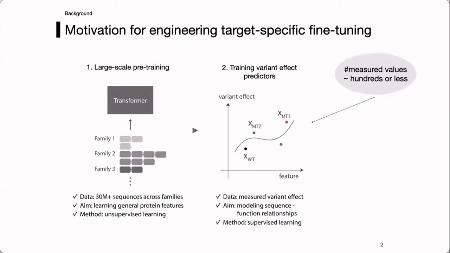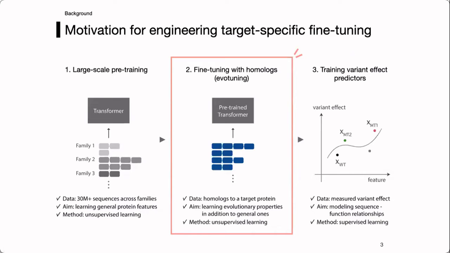This slide shows a typical variant effect prediction pipeline in supervised setting. Thanks to the recent advances in protein language modeling, such as TAPE, ESM, or ProtTrans, we can easily obtain general-use representations. In protein engineering, we are often interested in a specific target protein. Since experiments such as directed evolution are costly, we are usually given a small number of measured values, typically on the order of hundreds or less. This necessitates the unsupervised incorporation of evolutionary information. To this end, we here consider an additional fine-tuning step using homologous sequences to the target protein, called Evotuning, before supervised variant effect prediction.